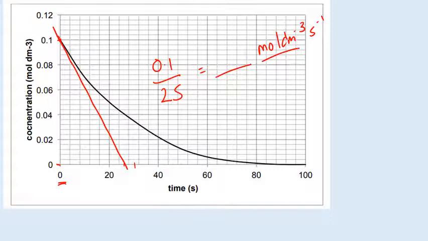If you wanted the rate at 40 seconds, I would draw another tangent at 40 seconds, which would have a lesser gradient because the rate's going to be smaller there, and I would determine the gradient again. So I could determine the rate at any given point, and we could be expected to do that in the exam. You've probably done a required practical that required you to do this as well.